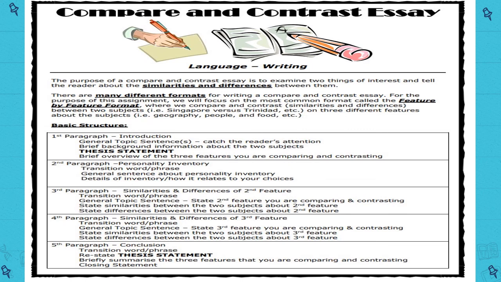Those are just features. Okay, so in the first paragraph we have the introduction, the general topic, brief background information about the two subjects, and a brief overview of the three features you are comparing and contrasting. In the second paragraph, a transition word or phrase, a general sentence about the first feature, details, and how it relates to your choices. The third paragraph is the similarities and the differences of the second feature, and then the third feature. And the fifth paragraph is your conclusion.